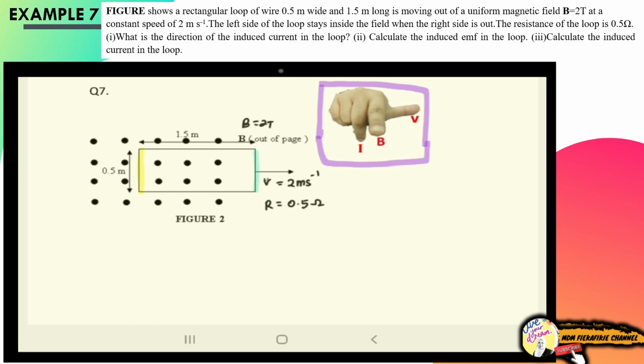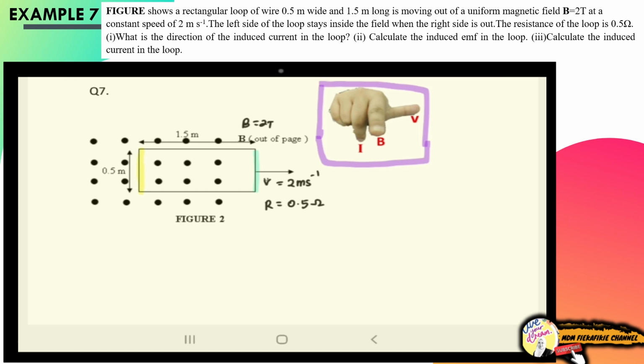Okay, I try to give you this in order to enhance your understanding. Look at here, the direction of the magnetic field is out of the page. So please use your right hand, VBI. Make sure the position of your thumb, index finger and middle finger is 90 degrees to each other. Please refer to the video.